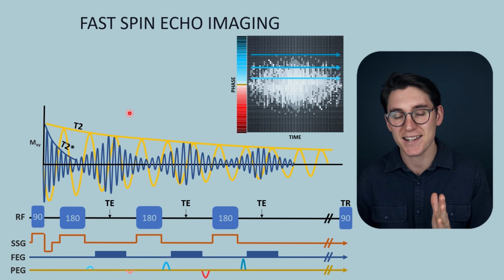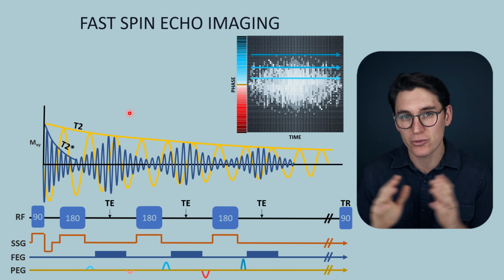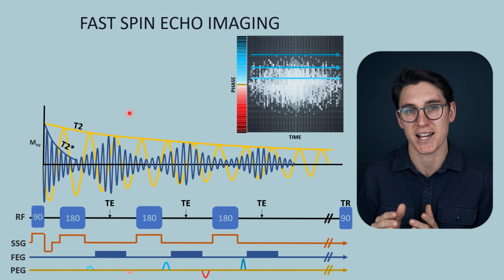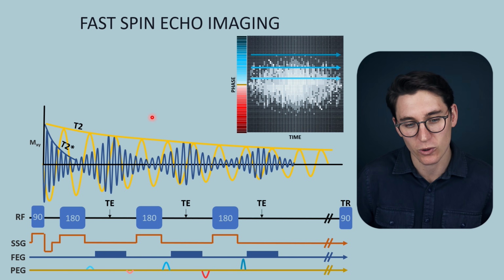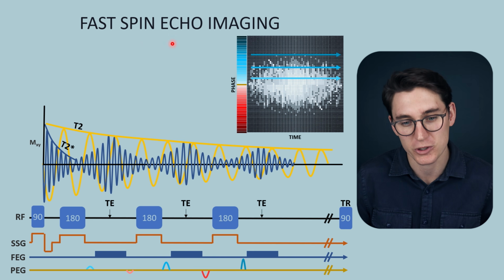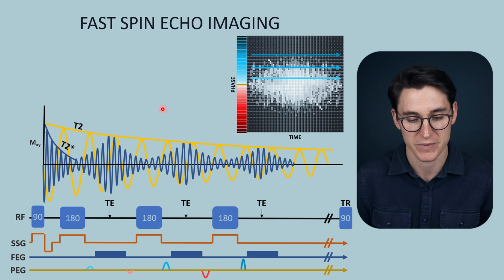If we have 10 echoes within our pulse sequence, we will reduce that spin echo time, the full acquisition time for that individual slice, by a factor of 10. You may also hear these being called turbo echo or turbo spin echo imaging. They're synonyms, they describe the exact same thing.